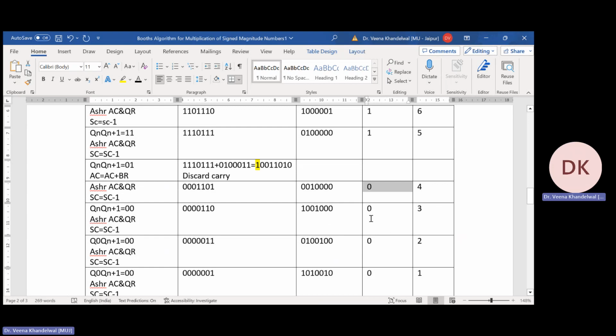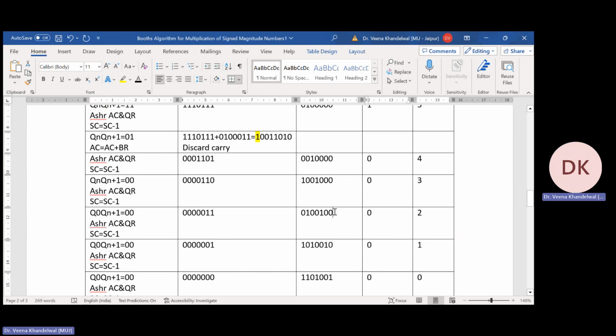Once again, the value of Qn and Qn+1 is 0 0. So once again, arithmetic shift right is performed. 1 0 is repeated, this 0 is moved here and this 0 is removed here, and the sequence counter is decremented. Once again, the values of Qn and Qn+1 are 0 and 0. So once again, we perform the arithmetic shift right. 1 0 is repeated, this 1 is shifted to this side, and this 0 is shifted to this side.